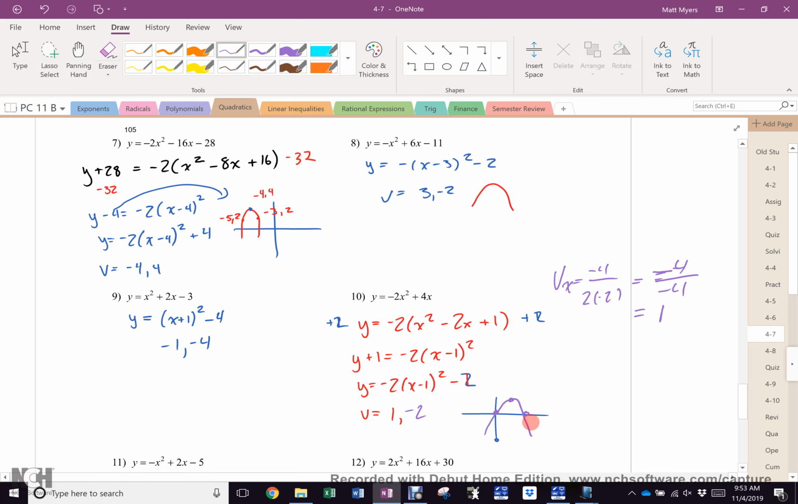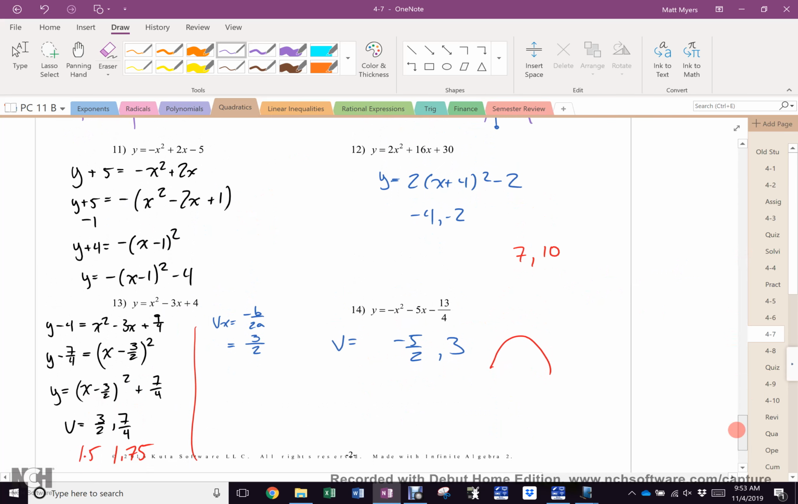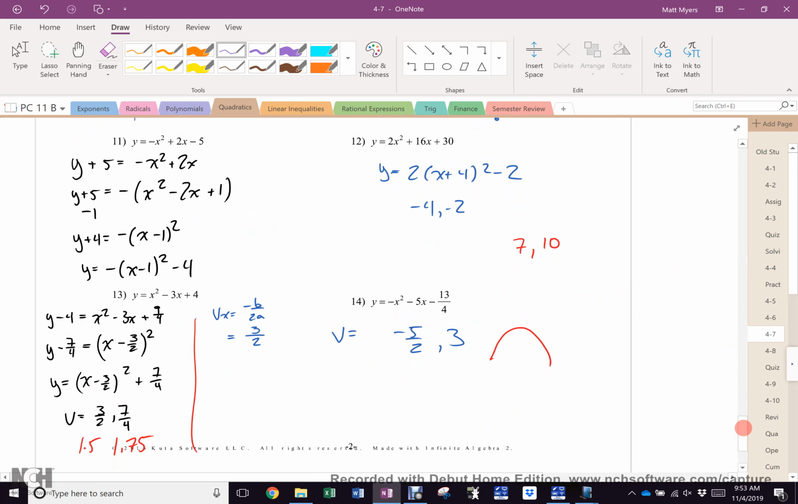Preston. Graph 9. Negative 1, negative 4. Y-intercept of negative 3. So I went over 1, up 1. Over 1, up 1. Negative 2, negative 3. And there is 11, 12, 13, and 14. Sure.